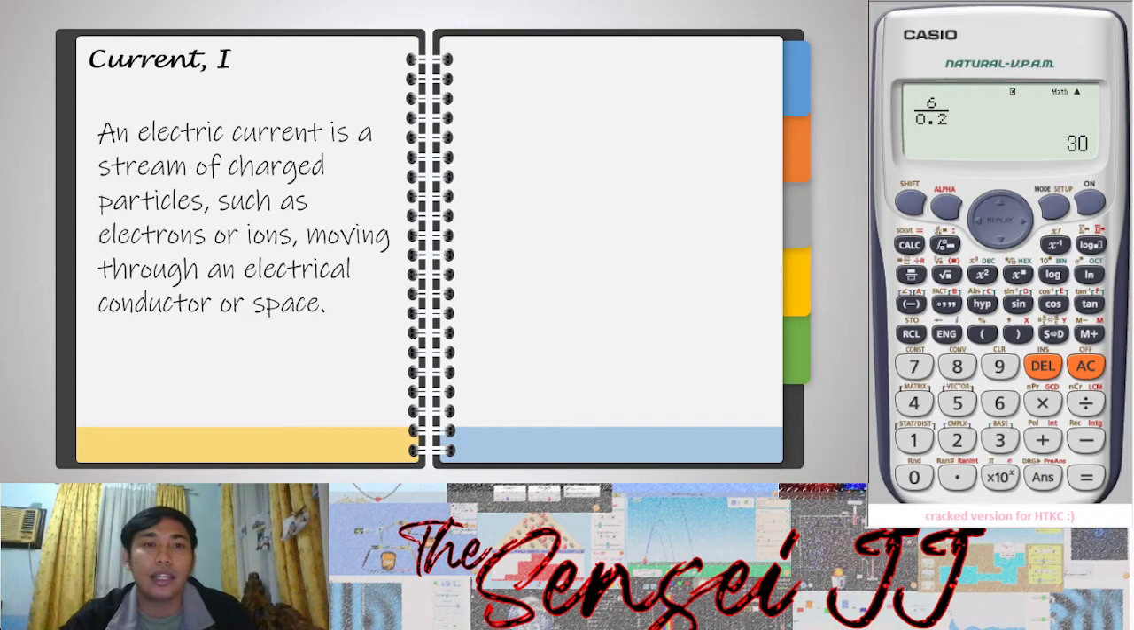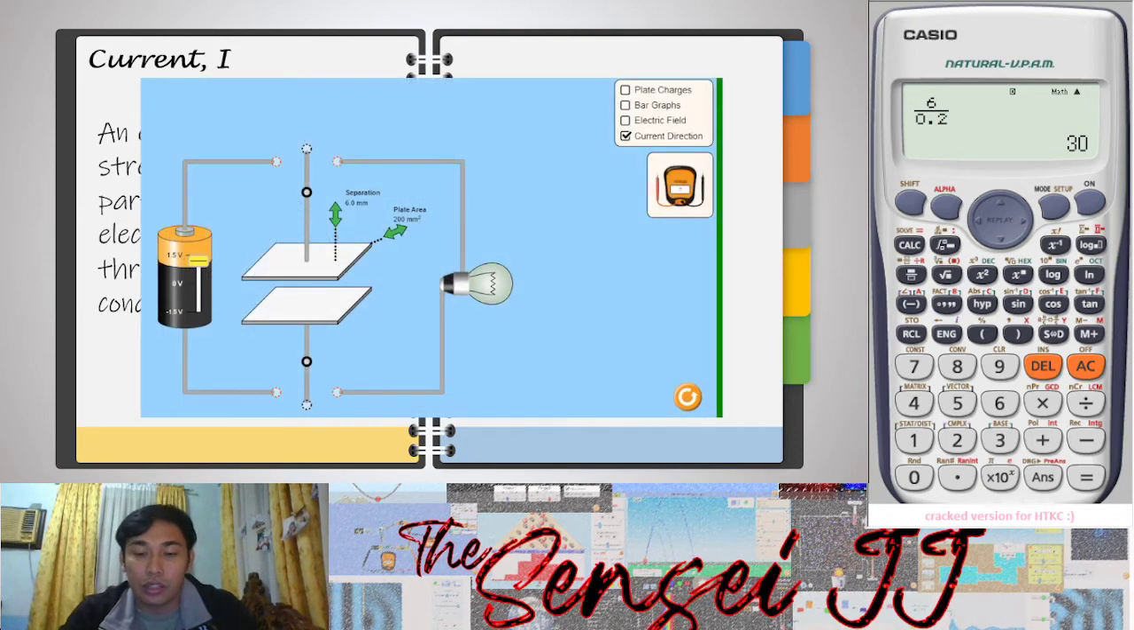Okay, so an electric current is a stream of charged particles such as electrons or ions moving through an electrical conductor or space. We cannot see the current, but we can easily identify if there is current flow in our electric circuit. One example here is the light bulb. Okay, so let's try this one.